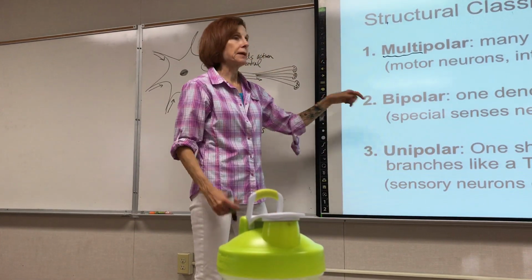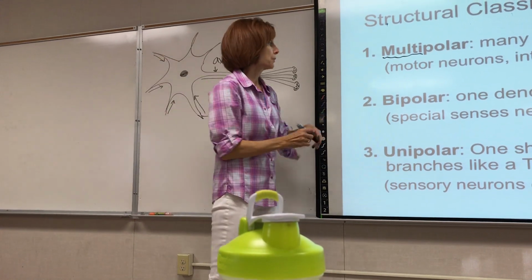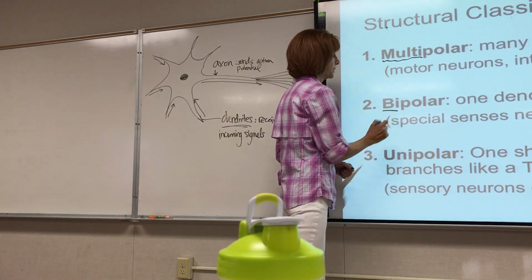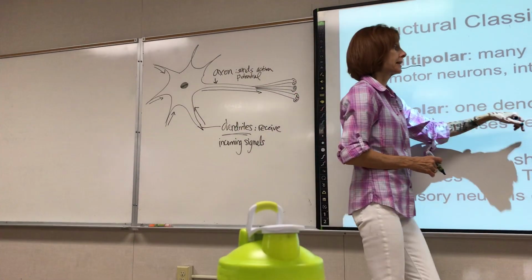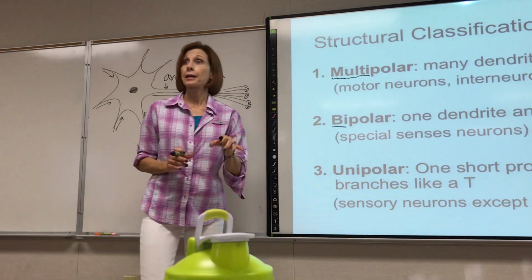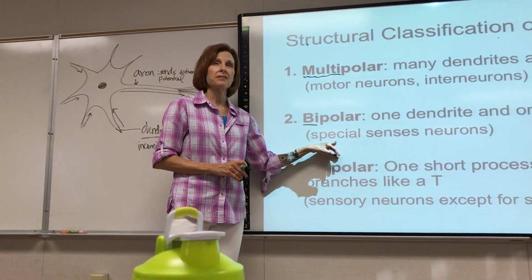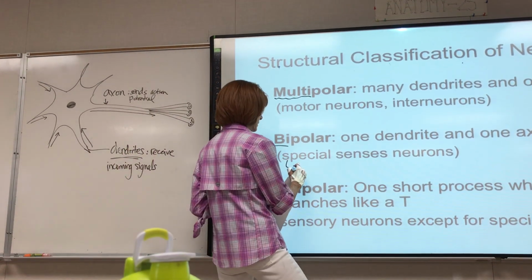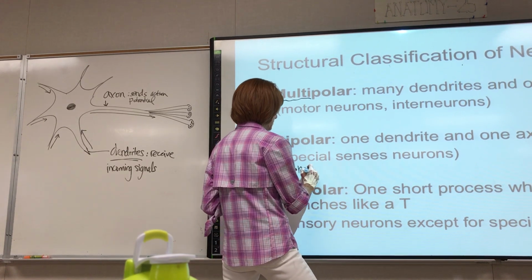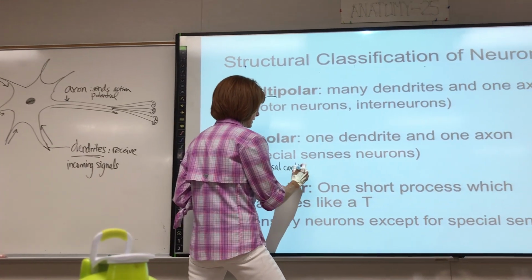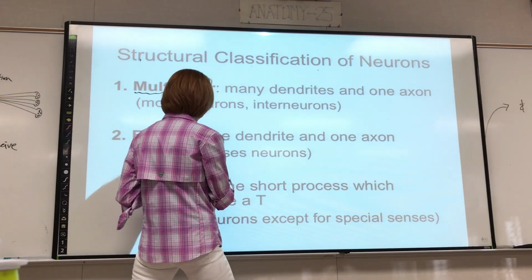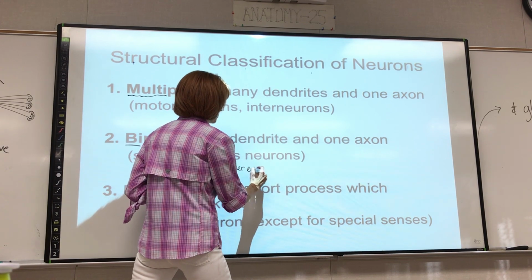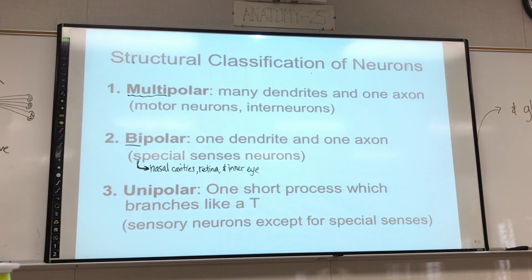This next type we're going to talk about is actually the least common. Bipolar would have how many processes attached to the cell body? Two, right. So one of these will be the dendrite and the other will be the axon. And we'll take a look at them in just a second. These are found only in the special senses. Okay, so here the special senses for these neurons includes just the nasal cavities, where they're going to carry smell, the retina of the eye, and the inner ear, where they would carry both sound and equilibrium.